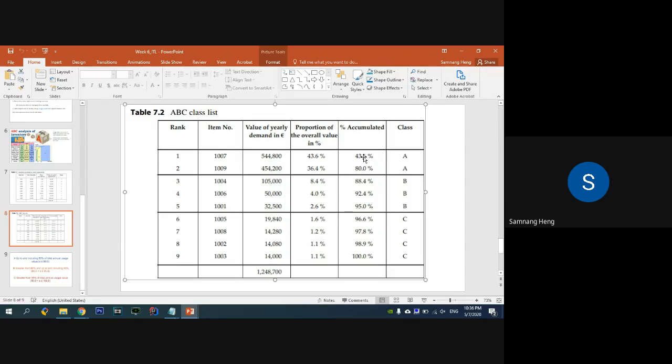And why do we need to find the cumulative? Because the accumulated value tells us that item 1007 and 1009 accounted for 80% of the total sale, right? With only two items, 1009 and 1007, accounting for 80%, we add them up together.